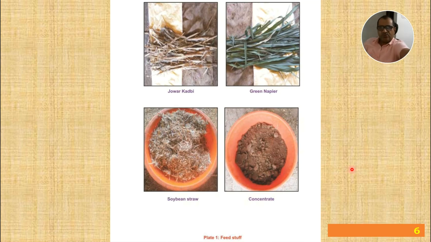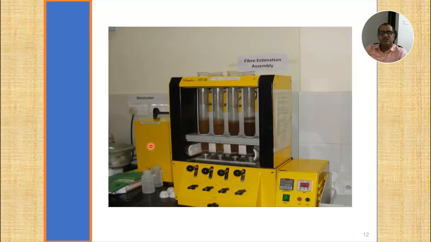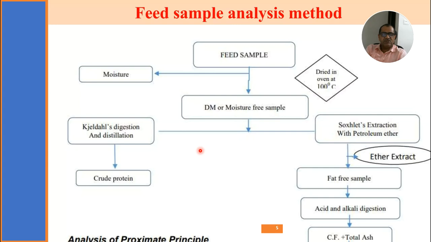Hence, we need to do the analysis of all the samples, and later we can justify what all the contents of the individual samples are. So this is the fiber estimation assembly. After the dry matter is subjected to the oxalate apparatus, it is then subjected to the fiber estimation assembly. You can go here.